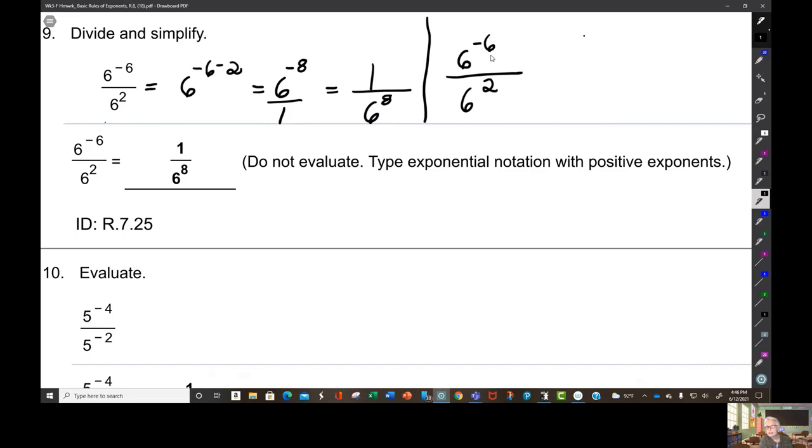So another way I could do this, instead of doing it like this, and then this, and then this, would be to do my subtraction underneath. 2 minus negative 6. Oh, and I have to put a 1 up there. Yeah. So this would be 1 over 6 to the 2 plus 6, which is 8. Same answer.